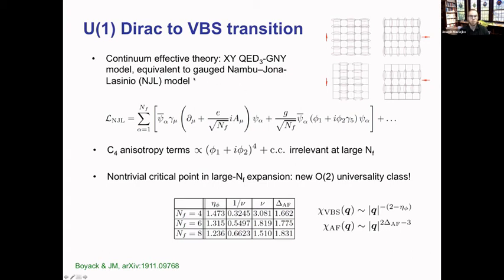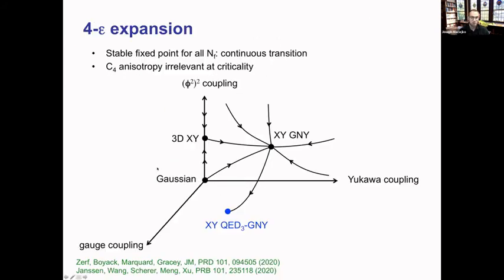QED3 Gross-Neveu-Yukawa model, which in fact is equivalent to the model that's well known in the particle physics literature, the Nambu-Jona-Lasinio model, but with minimal coupling to a gauge field. So there's this Yukawa coupling. In principle, we have this clock anisotropy, but we can show that in the large N limit, this anisotropy is irrelevant, and so we have an enhanced O(2) symmetry. So this is why at this valence bond solid transition at criticality, the broken symmetry is in fact an O(2) symmetry. Once again, if we look at the lowest order in the large N expansion, which we did by hand here, then we find again a new O(2) universality class, which differs from the 3D XY universality class and also the chiral XY universality class due to the presence of a finite gauge coupling. This can be pushed further.